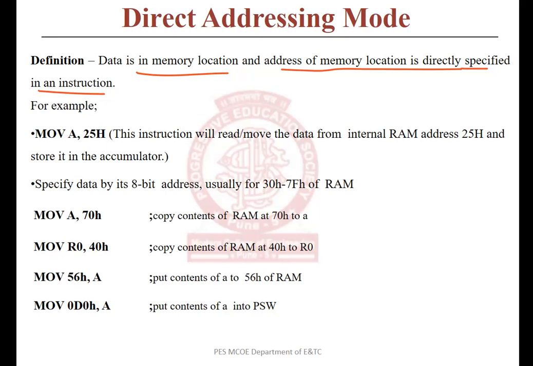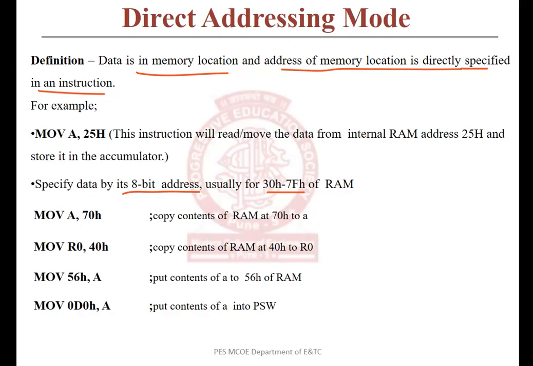Now here you can note that hash sign is not there. That means it is not a data, but it is an address, right? So data is stored where? In internal RAM address 25h, and the contents of this memory location will move to the accumulator. So this addressing mode specifies data by its 8-bit address, and that address usually for 8051 is from 30h to 7Fh of RAM.